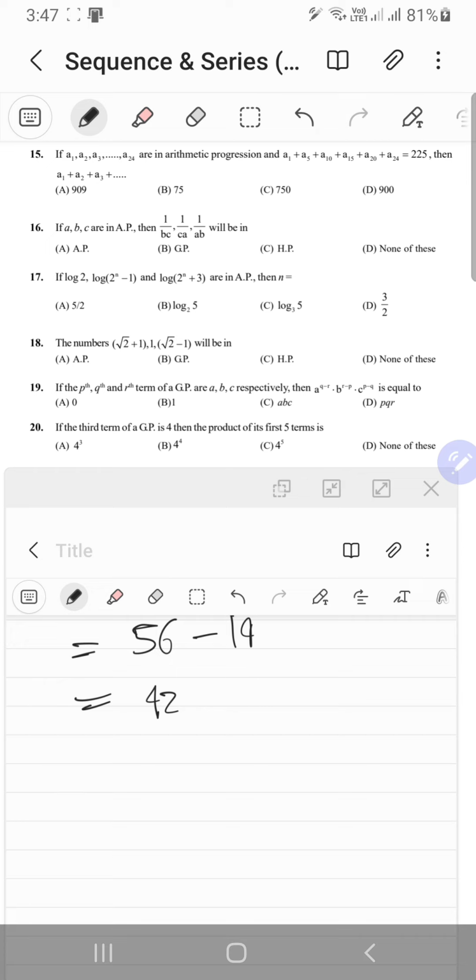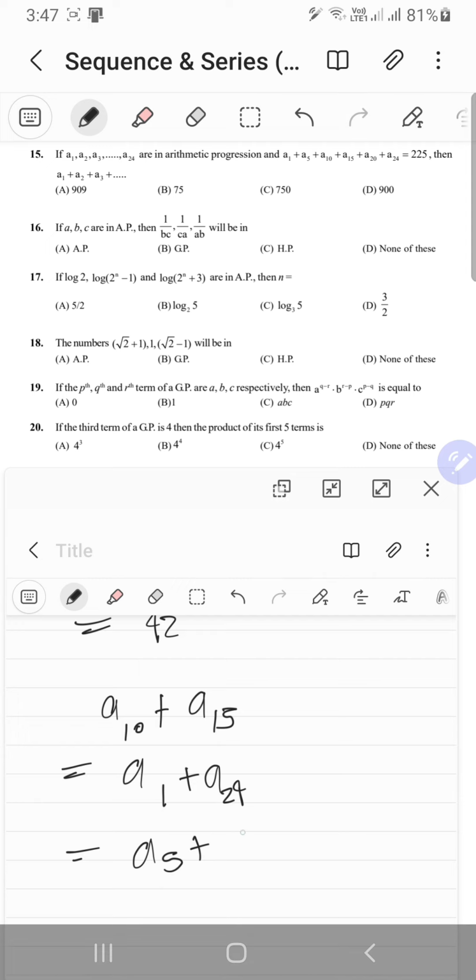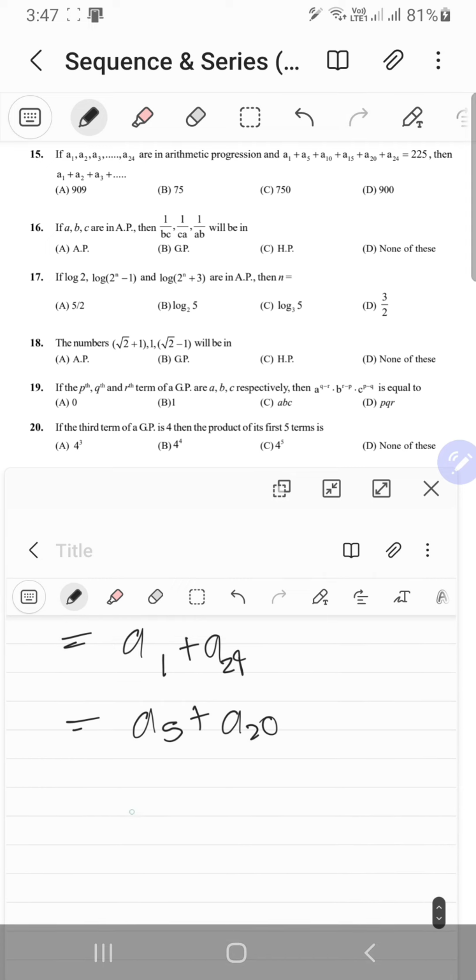Oh, okay, now I understand what's happening. In fact, it isn't that bad. So a10 plus a15 is the same thing as a1 plus a24, because 10 plus 15 is 25, and this is also 25. So the coefficient of d adds up. The coefficient of a is 2 in both of these values. Similarly, you have a5 plus a20, because these add up to 25. So you can just write this thing as 3 times a1 plus a24.